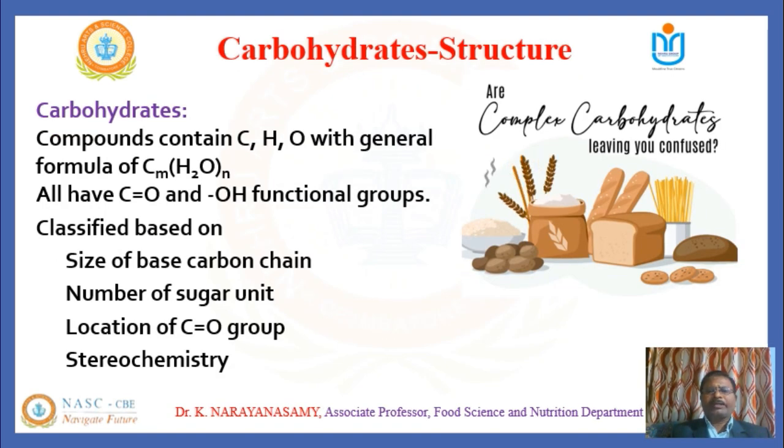So, structure of the carbohydrates. Carbohydrates, you see, are all very important organic compounds. They contain carbon, hydrogen, and oxygen with general formula CnH2nOn. All these compounds have C=O, that is the carbonyl group, and OH, that is the hydroxyl group, as functional groups. The classification of these carbohydrates is based on the size of the base carbon chain, the number of carbons, the number of sugar units present in a carbohydrate, the location of the C=O group, and based on the stereochemistry also they can be classified.